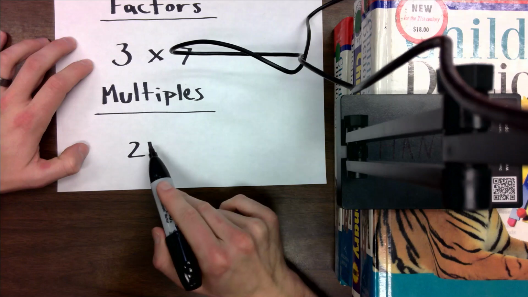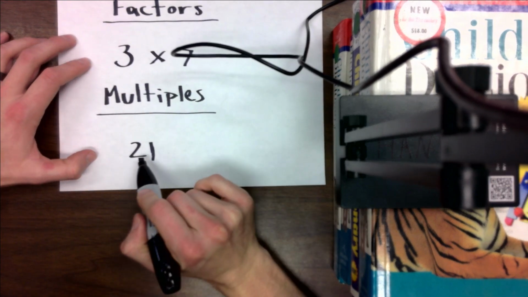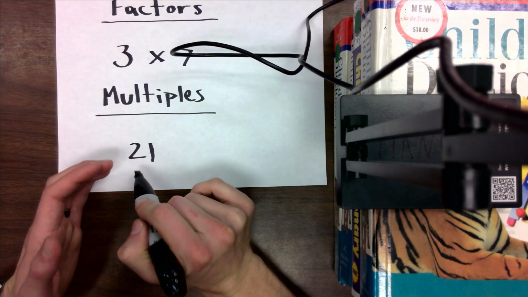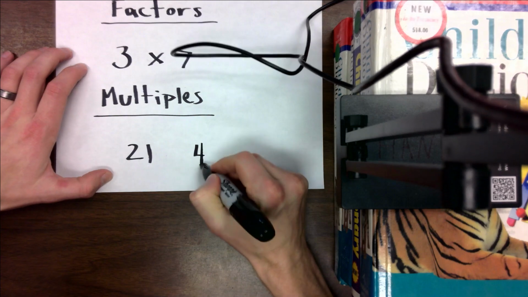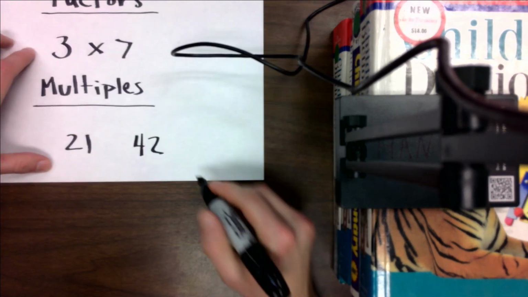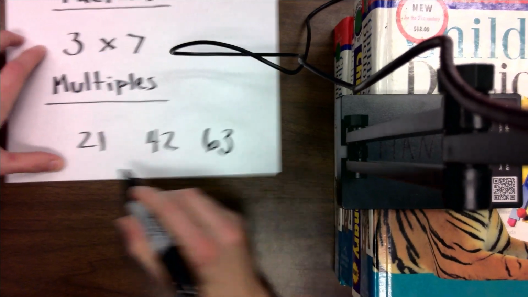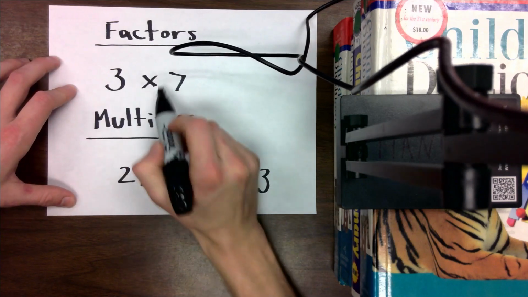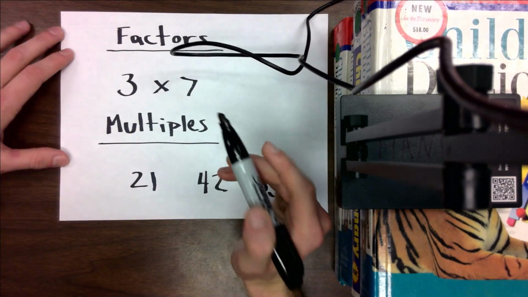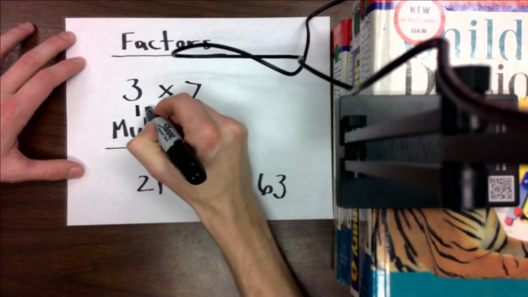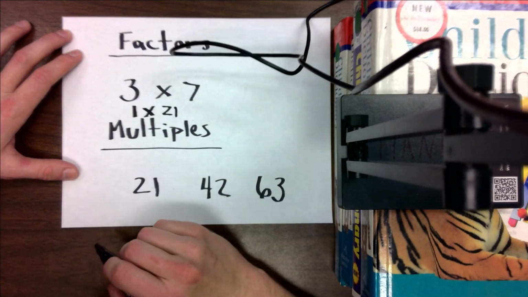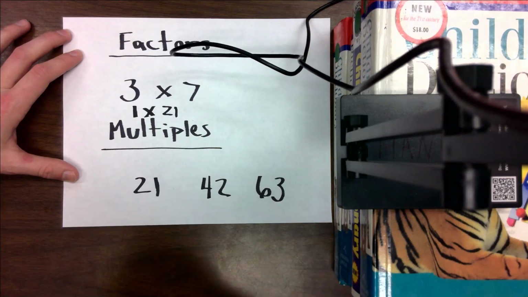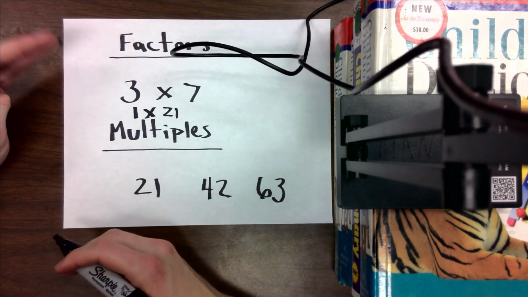If we wanted to find the multiples of 21, we would have 21 times 1 is 21. So that would be the first multiple of 21. The second multiple would be 42. After that, 21 more would be 63. So these would be the multiples of 21. These are the factors of 21. There are other factors of 21. We also could do 1 times 21, because if we count by 1 21 times, we get 21. If we count by 21 one time, we again get 21.